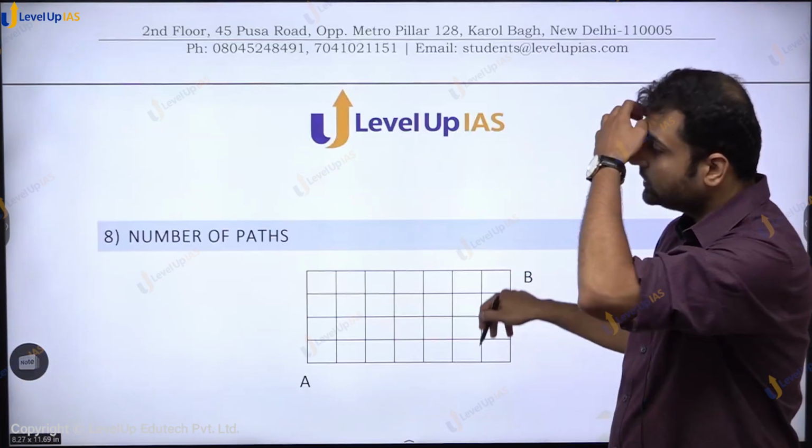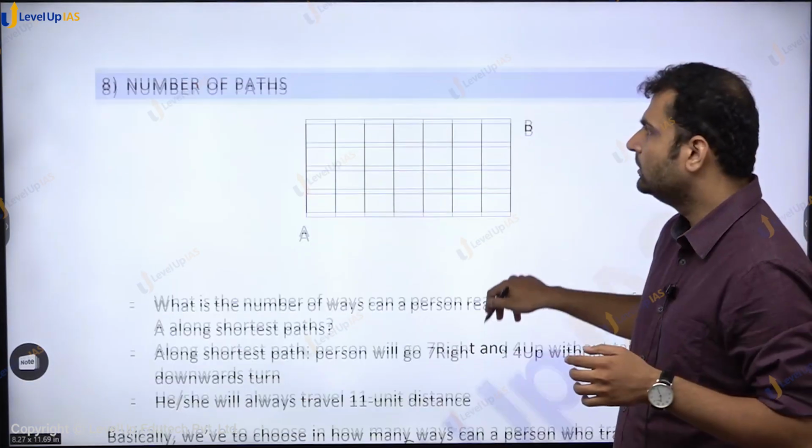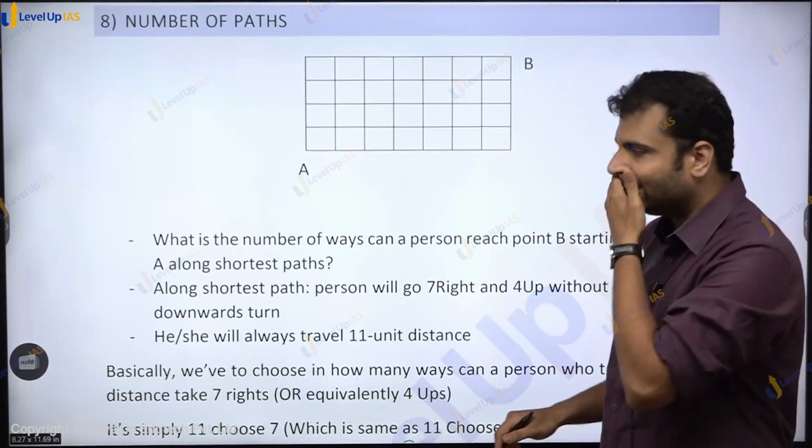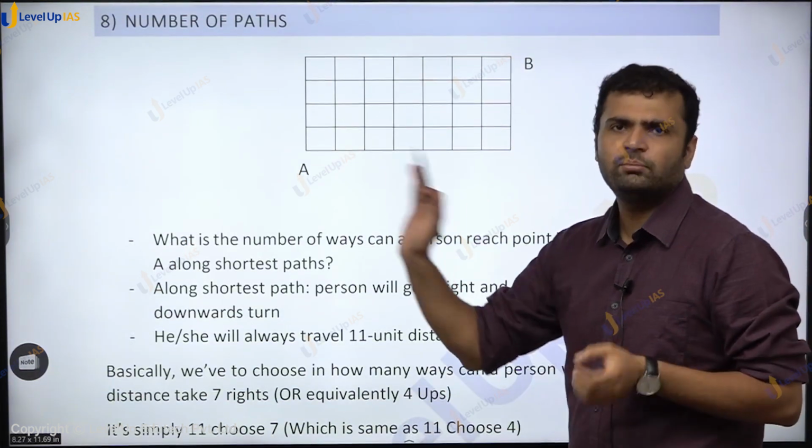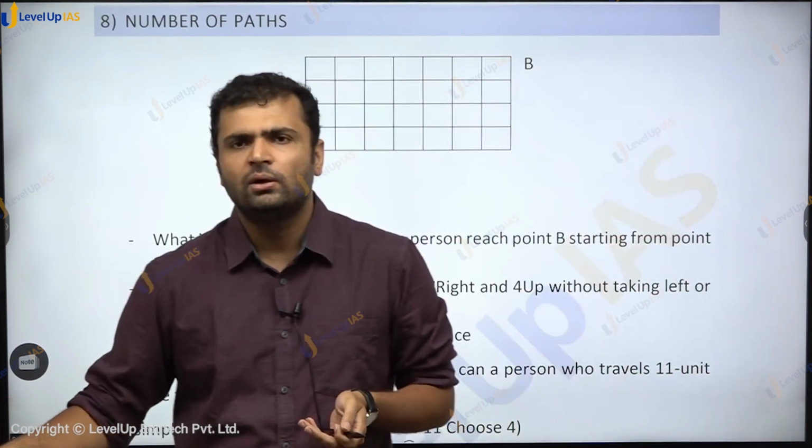Next section is number of paths. These are all types of questions that can get asked, and very very standard things. एक बार समझ लो कि कैसे करना है कौन सा क्वेश्चन, और वो हो जाएगा.